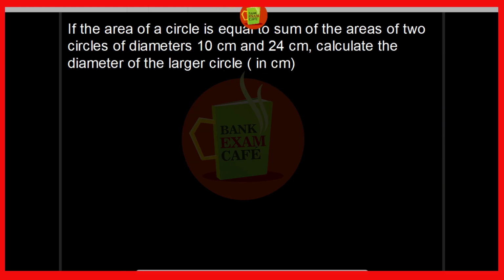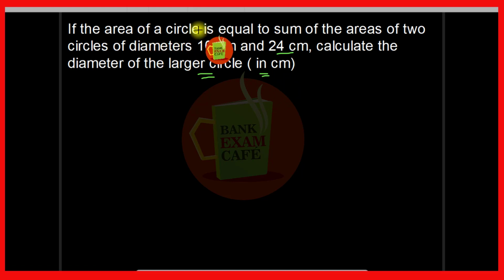Now move to the next question. If the area of a circle is equal to the sum of the areas of the two circles of diameter 10 cm and 24 cm, calculate the diameter of the larger circle in centimeter.